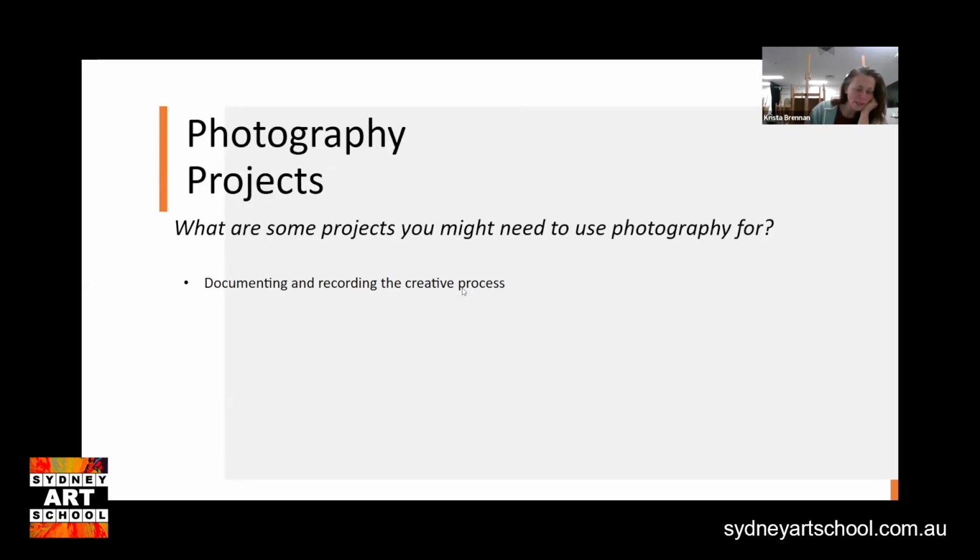What would be some other reasons why you might want to take photographs, or why you might have a photography project? To create your own references. Create your own references. Excellent. It's a very good one. What else? And this can include thinking about photographing your artwork, reasons why you might be photographing your artwork. Yeah, for creating prints.